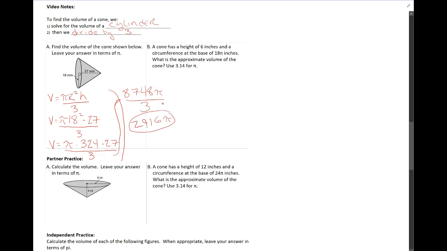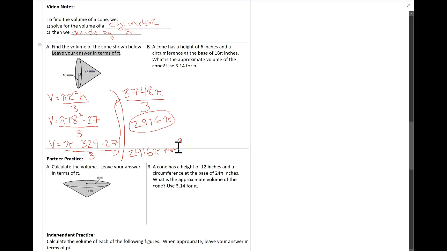Now, this is almost fully correct. I need to do one more thing, which is add my units. If I don't add my units, I'm going to get this wrong. So I say it's 2,916 pi millimeters. And I know I'm talking about a 3-dimensional shape, so I put a 3 up here, cubed. So 2,916 pi millimeters cubed. And I can do that because it says right here, leave your answer in terms of pi. So I'm done. I don't need to do anything else.